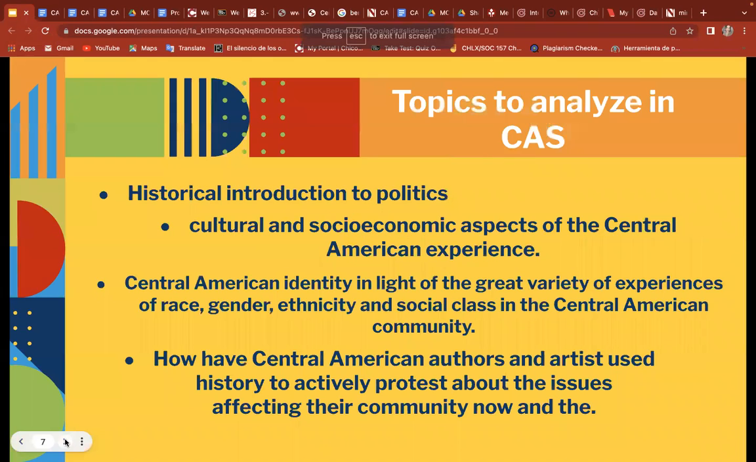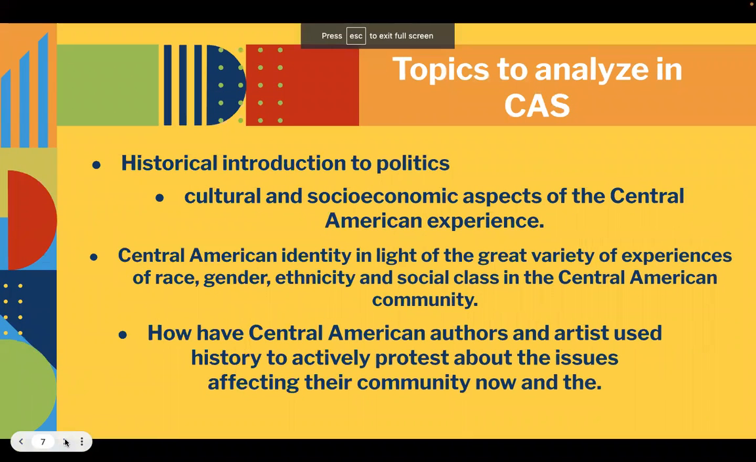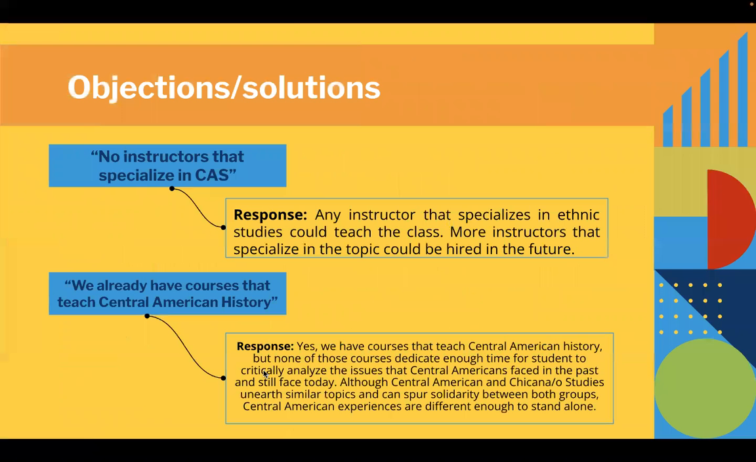Going back to the presentation, the topics that will be analyzed in Central American Studies will be the historical introduction to politics, cultural and socioeconomic aspects of the Central American experience, and Central American identity in light of the great variety of experiences of race, gender, ethnicity, and social class in the Central American community. And a very important one, I think, is how Central American authors and artists have used literature and poetry to actively protest the issues affecting their community now and then.